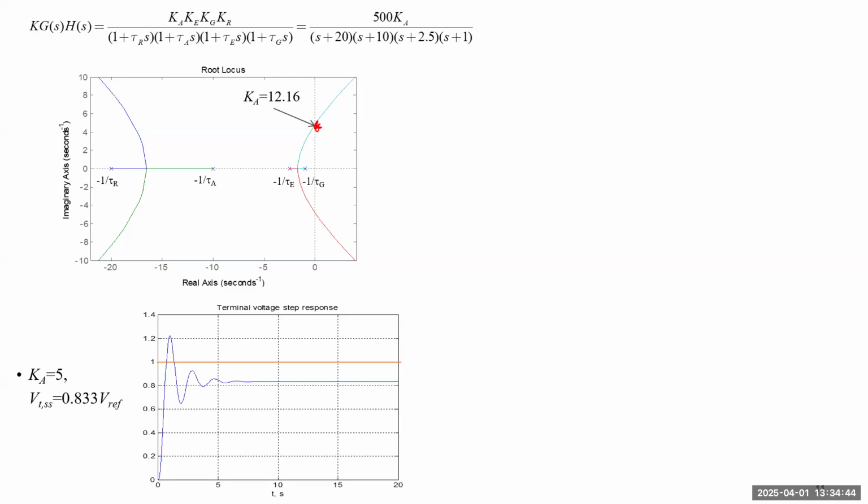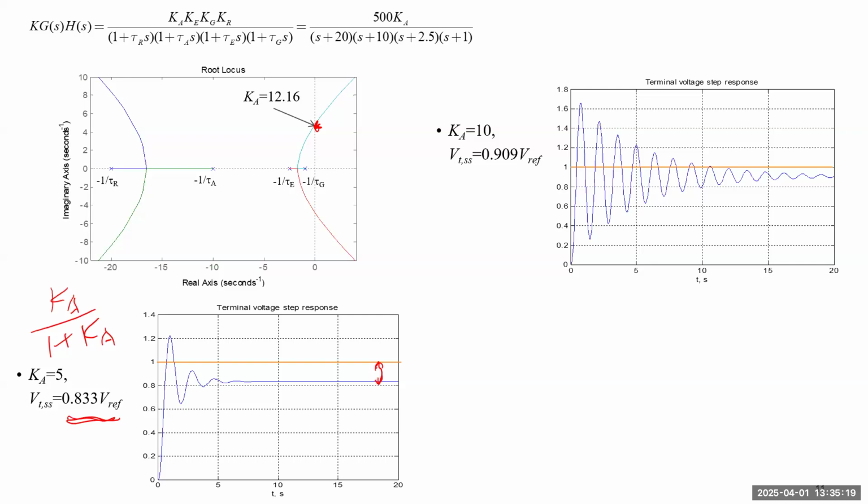The first one, let's try a very small value for K. We know the steady state voltage will basically be K divided by 1 plus K, right? So if K equals 5, that's basically 5 over 6. So the steady state voltage only goes back to 83% of the reference voltage. So there's a huge gap. This one definitely cannot be accepted by any system. It's too large. So you have to increase the gain.